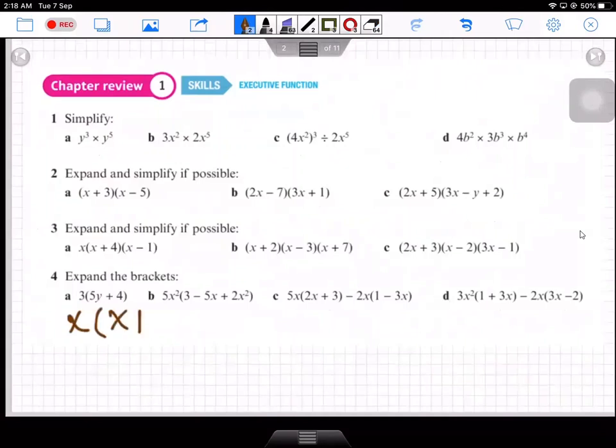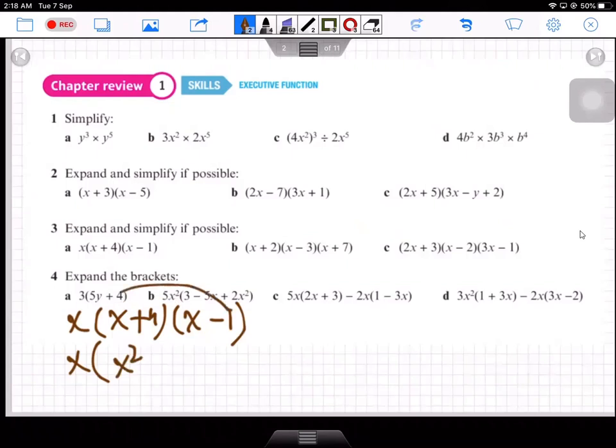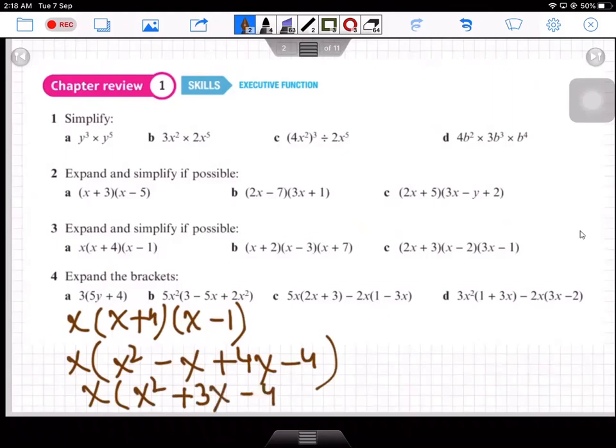So basically, first of all, what you can do over here is just leave this x alone outside. Let's just expand x plus 4 multiplied by x minus 1. So x times x is x square, then x times minus 1 is minus x, then 4 times x is positive 4x, and then 4 times minus 1 is minus 4. So x square, and then 4x minus x is positive 3x, and then minus 4.